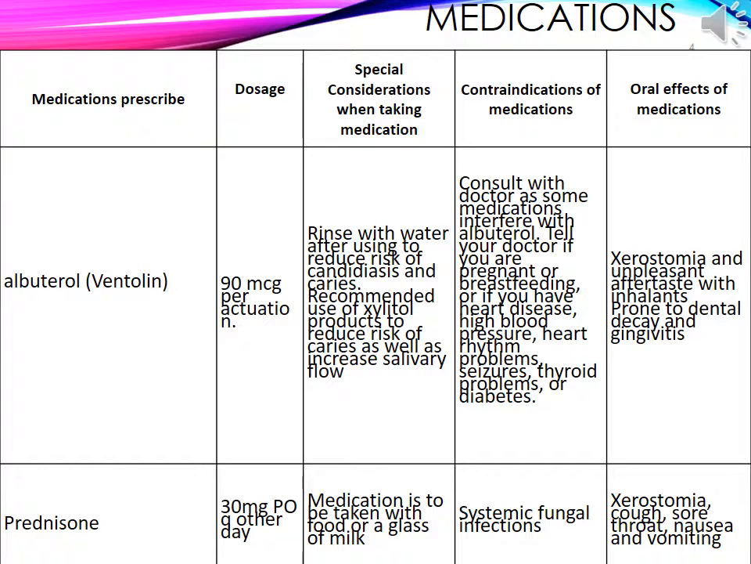The dose is 30 milligrams by mouth every other day. A special consideration when taking this medication is to take the medication with food or a glass of milk. A contraindication of this medication is with systemic fungal infections. Oral effects are xerostomia, cough, sore throat, nausea, and vomiting.